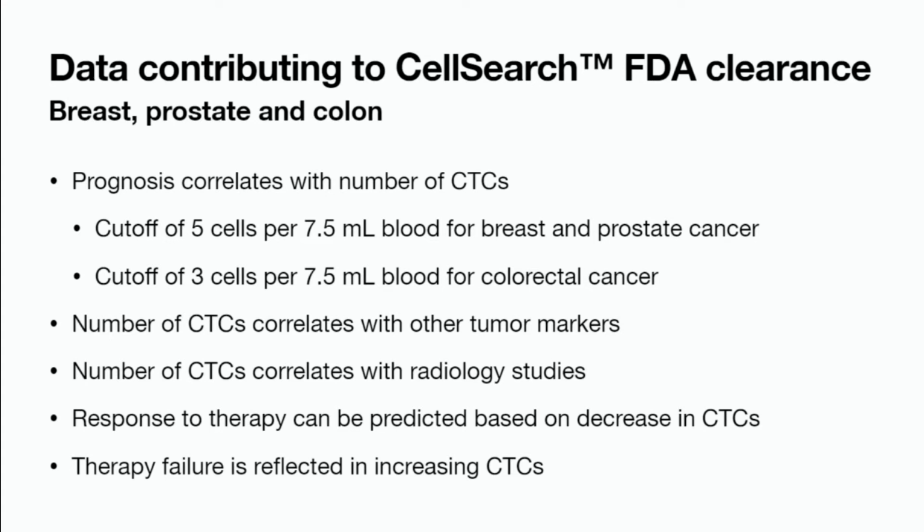So first of all, it's FDA approved for counting circulating tumor cells in 3 types of cancer: breast cancer, colon cancer, and prostate cancer. And then there are specific clinical cutoffs which are associated with prognosis. So for breast and prostate cancer, patients who have 5 or more cells per 7.5 mL of blood are considered higher risk. And for colon cancer, it's 3 or more cells per 7.5 mL of blood.